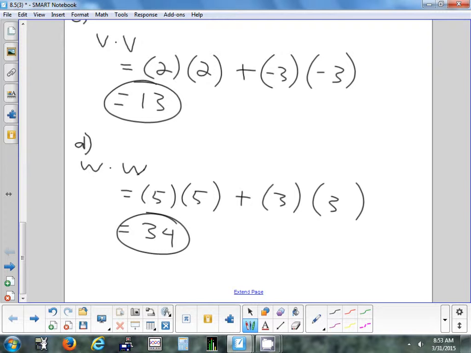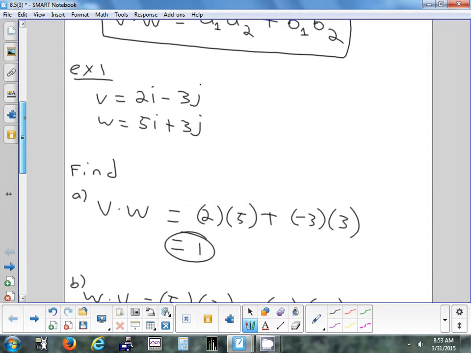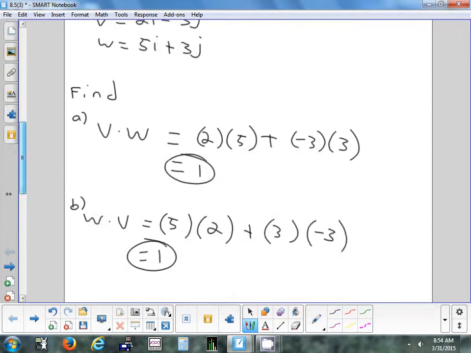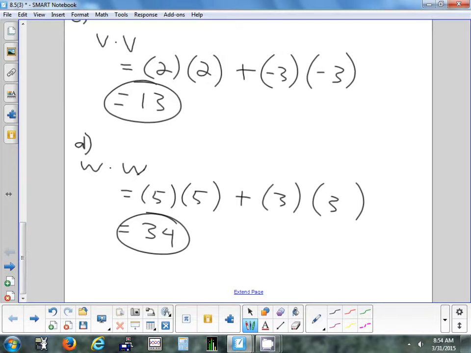Does anybody recognize what this is similar to doing, but not quite? There's one step missing from it. Take 5 squared. Let's go look at w. Take the 5 and square it, take the 3 and square it, add them up, and then we stopped. But yesterday we did one more step, and it gave us the magnitude of the vector. So if you take the 5 and square it, take the 3 and square it, add them up, you're almost finding the magnitude. The last step would be to take the square root. We just didn't do that.